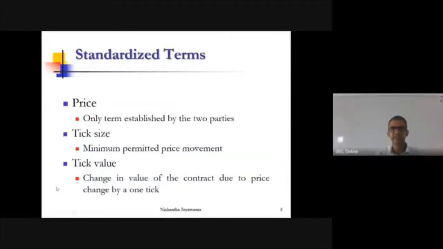But others, like tick size, that means minimum permitted price movement. Now this is a new word, tick size. Earlier I mentioned that there's a minimum price change allowed by the exchange. That is what we call tick size. What is the minimum permitted price movement for a particular contract? That is tick size. Then the tick value: for a particular contract, if the price changes by the tick size, what would be the change in the value of that contract?